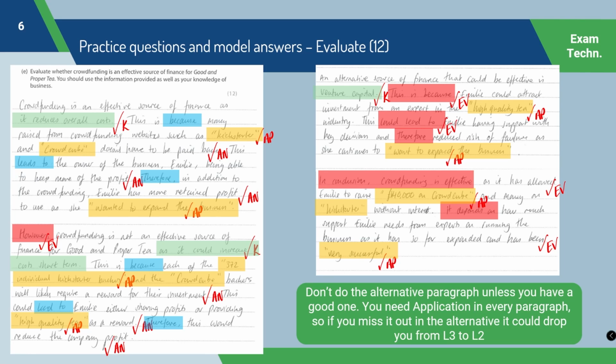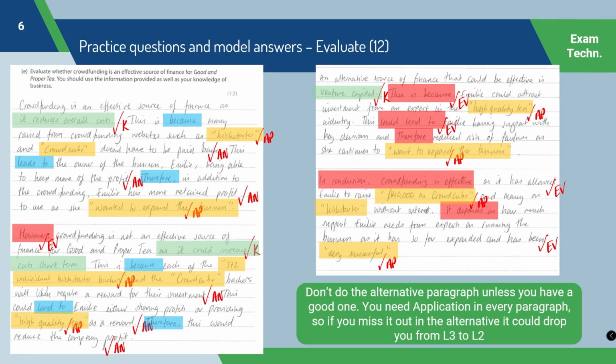Application is throughout. I like it. Clearly writing about this good and proper tea and not a random business that could be crowdfunding. So it's everywhere. I would say it's level 3. Analysis, we've got enough chains. We've got 6 chains. The chains are a little bit weak. Maybe erring on the side of caution at low level 3 for analysis.